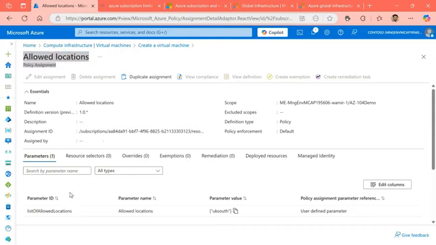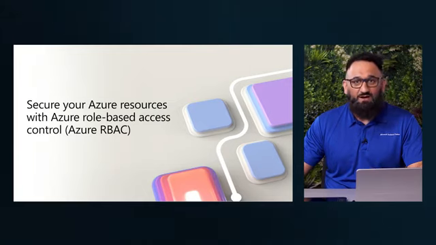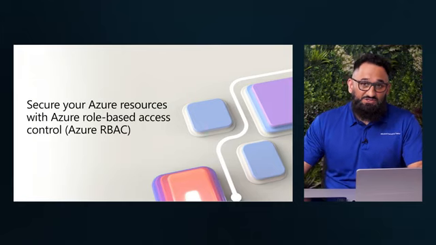Now this brings us to the end of policies. Let's start moving on to a new topic. Let's move into securing your resources by implementing role-based access control, in short, RBAC. Now let's jump onto a whiteboard to understand some of the details behind that.